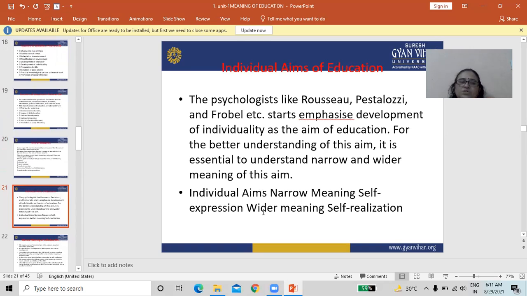Individual aim of education. The psychologists Rousseau, Pestalozzi, and Froebel, etc., emphasize development of individuality as the aim of education. For the better understanding of this aim, it is essential to understand the narrow and wider meaning of this aim. Individual aims: narrow meaning, self expression; wider meaning, self realization.